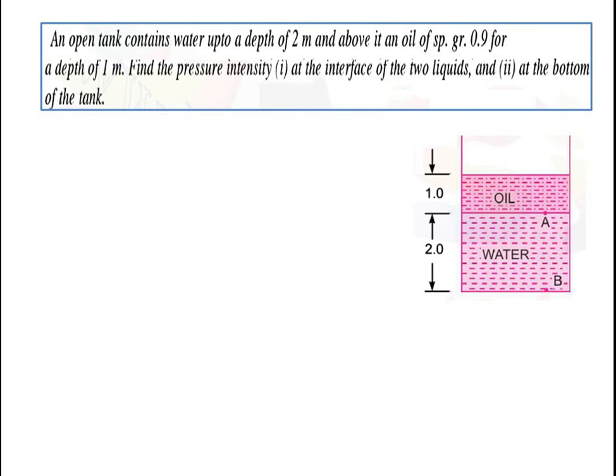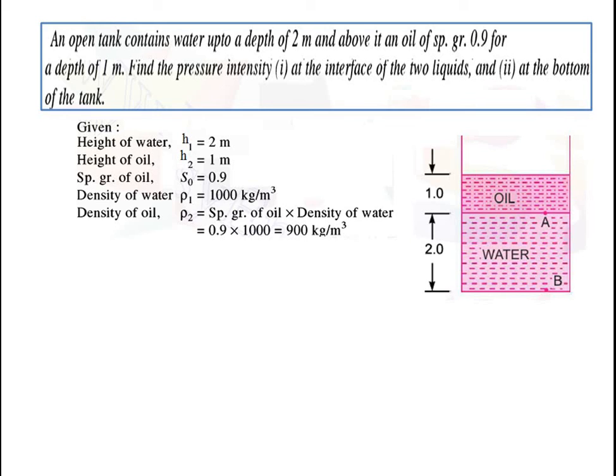is equal to P1. The open tank contains water up to a depth of 2 meter and above it an oil of specific gravity 0.9 for a depth of 1 meter. Find the pressure intensity at the interface of the two liquid levels and at the bottom of the tank. So at the interface of the two liquid levels, the height is 1 meter and at the water level the height is 2 meters. Specific gravity of oil is 0.9, so density of oil is 900 kg per meter cube. For water it is 1000 kg per meter cube.